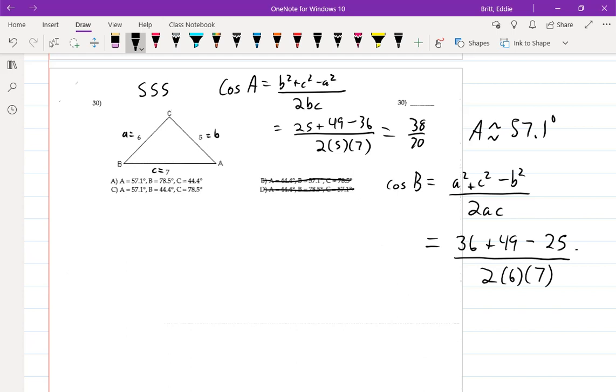So I get 60 over 42 times 2, which would be 84. Is that right? Yeah. That can be simplified, but you can just say 60 divided by 84 in your calculator, and say inverse cosine of the last answer. And I got angle B is approximately 44.4 degrees. So you can check the last angle measure if you want.